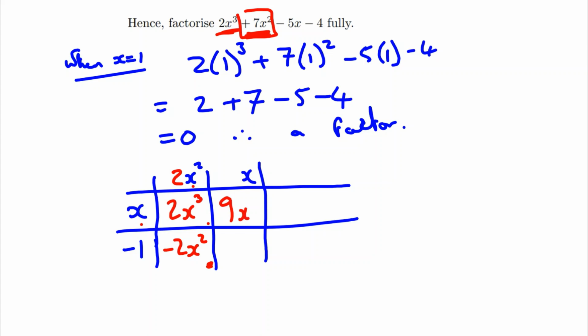So here we got 9x squared, which means this top number has to be 9. Our bottom one down here is going to be minus 9x. But we know that this one and this one has got to add together to give us minus 5. So what do you add to minus 9 to give you minus 5? You add 4. So this bit in here has got to be 4x. So we know the number at the top has to be 4. And then minus 1 times positive 4 gives us minus 4. That's our check box.